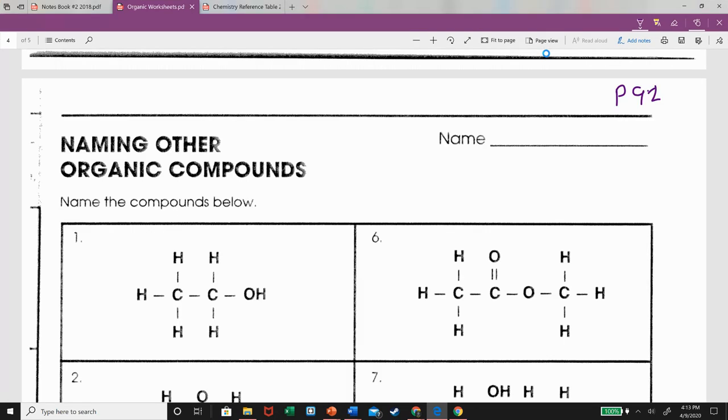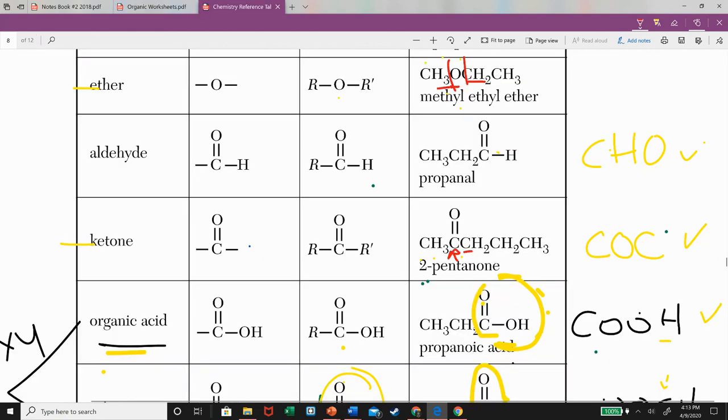This set of explanations is going to be our naming other organic compounds. So we're going to expand on our organic functional groups from table R, and we're going to be recognizing them, and we're going to be giving them a name. So again, we need to use reference table R, which I did not erase from our last time.